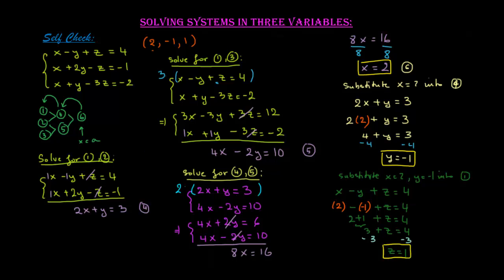And again, don't forget the last step. Write your final answer in x, y, z order. So we have x is 2, y is -1, and z is 1. So that is the final answer, which matches the one I told you before.